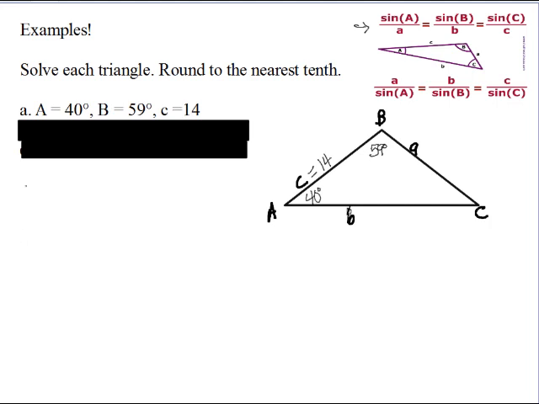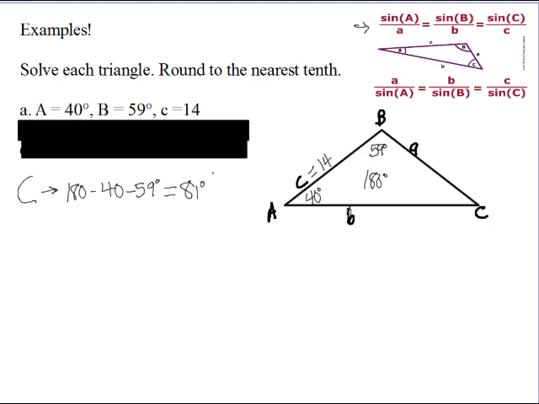I will tell you the easiest thing to do. Let's just go ahead and get rid of this exercise right here. 180 degrees. So we need to find big C. Big C is going to be 180 minus 40 minus 59. And when you do that, you're going to get C is equal to 81 degrees.